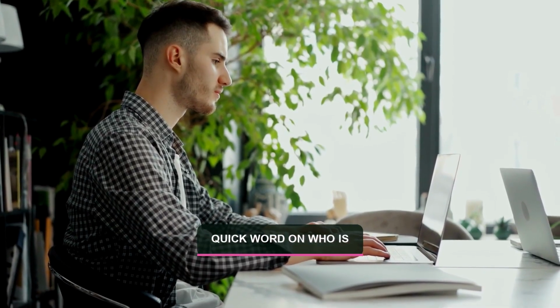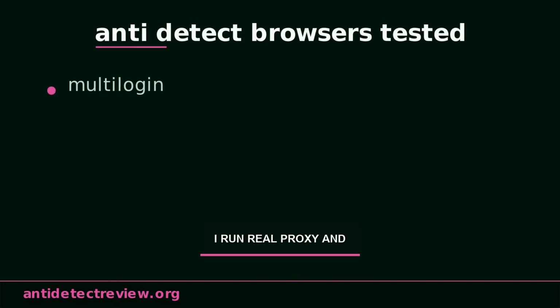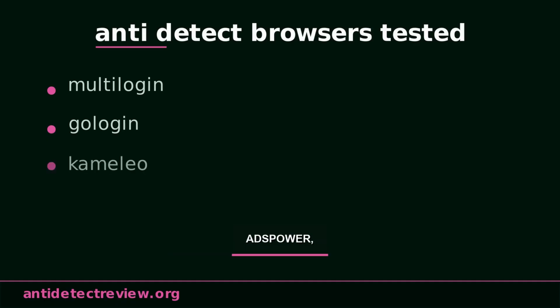I run real proxy and cloud phone farms, and I test anti-detect browsers the way people who juggle a lot of accounts actually use them. Multilogin, GoLogin, Camelo, AdsPower, Dolphin, and the rest. So this is not theory I read somewhere. It is the thing I fight with every week.